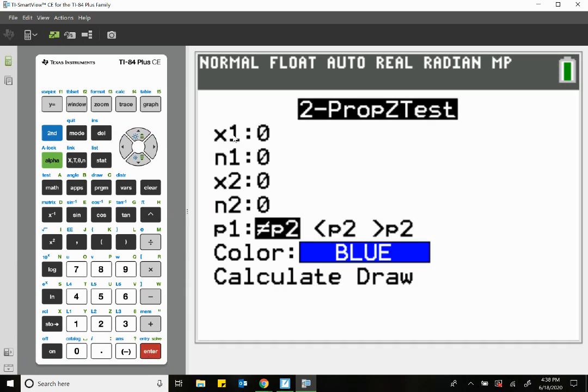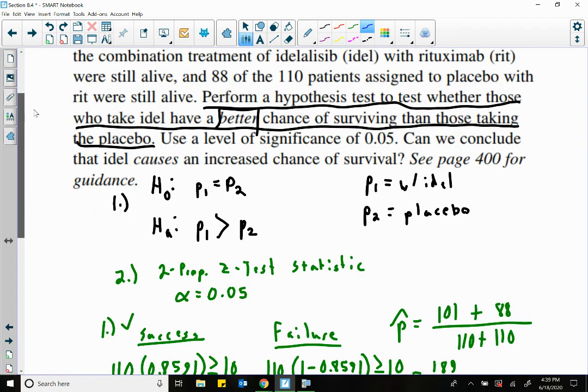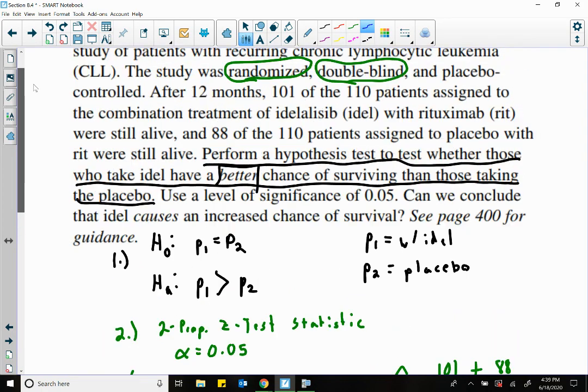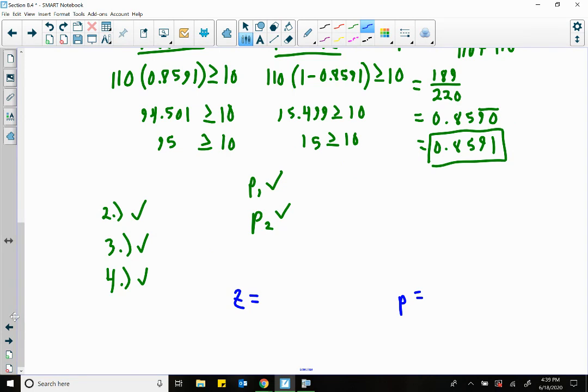And so here, this is your P1 information. This is your P2 information. X represents the successes, N is the total. So P1, there was 101 out of 110. P2, there was 88 out of 110. Let me just make sure on that 110 that both of them were that. I'm pretty sure. Yeah, 110 and 110. Okay, good. All right, so we're definitely in step 3 now.